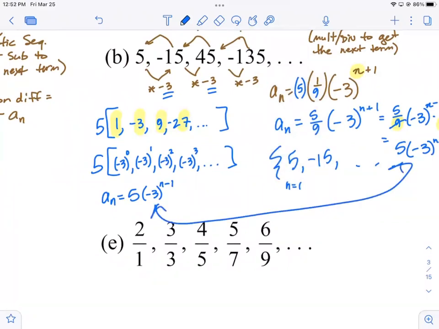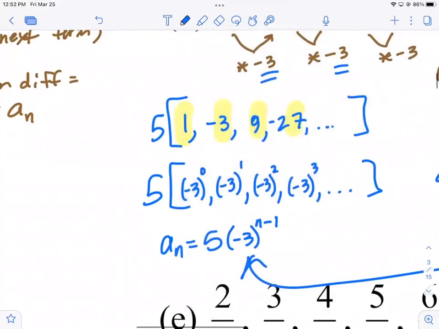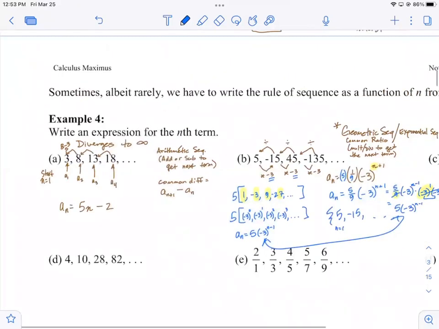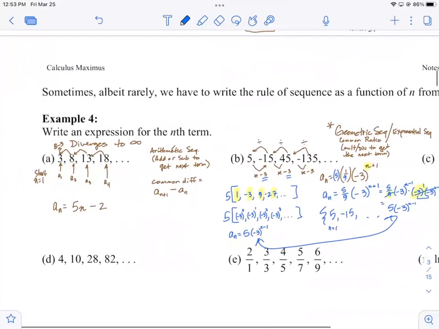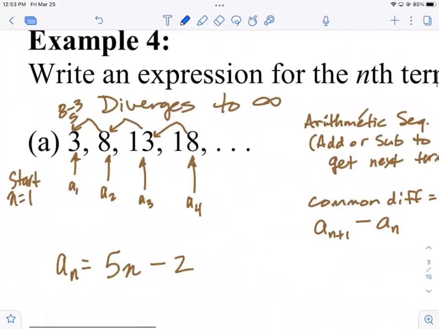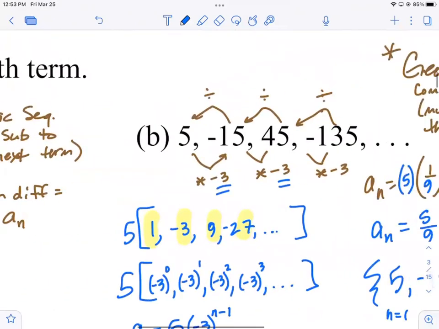It was me. Which way was easier? Well, this method here is a little bit more systematic. We're going to see geometric quite a bit more, so you'll get more comfortable with that later on. All right, I think that's all I'm going to do for that. Okay, you get the idea. Arithmetic is a common difference, add or subtract to get the next one.